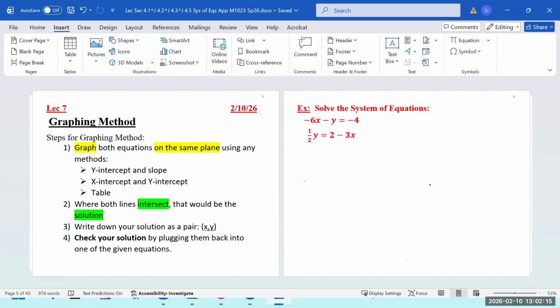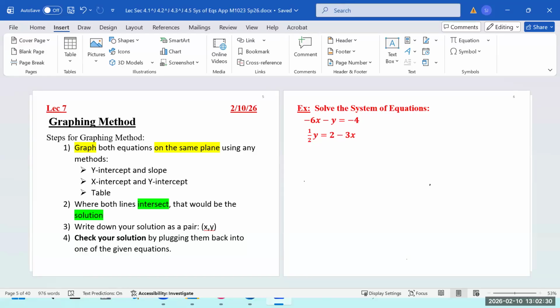But it is really reliable with a computer. Like when you do the homework on MyMathLab, it will be reliable because MyMathLab will draw the graph for you. They'll give you all the grids and everything, so all you have to do is know how to input your information.